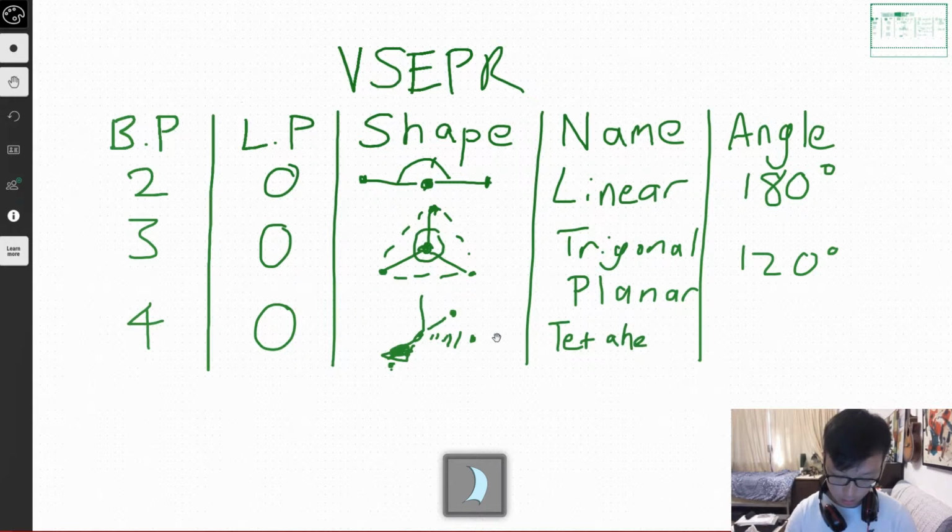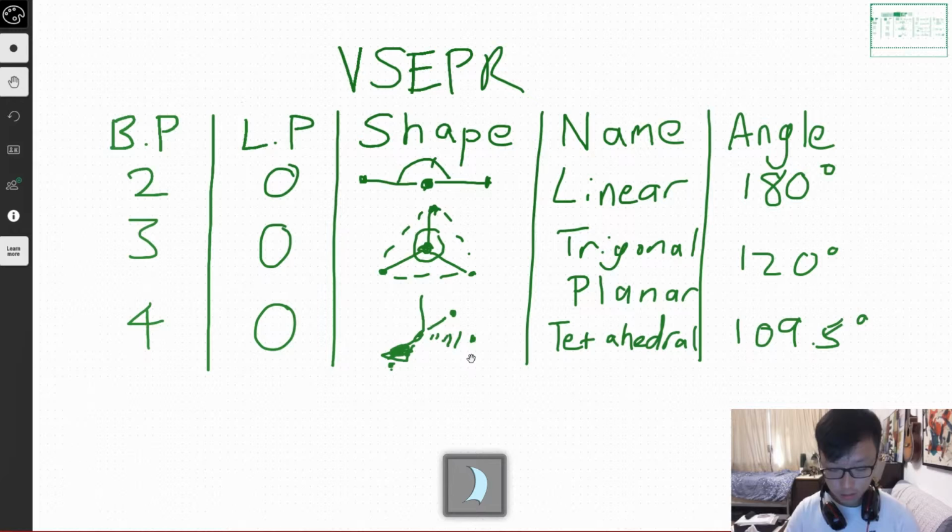Tetrahedral. And although it may not look like all of these atoms are spaced evenly apart, if we take a 3D model, you would actually see that they are symmetrical around the central atom. And the angle we have here is 109.5 degrees.